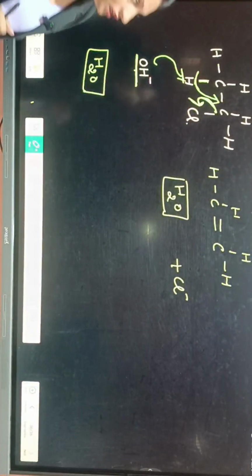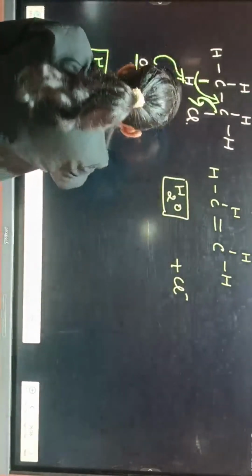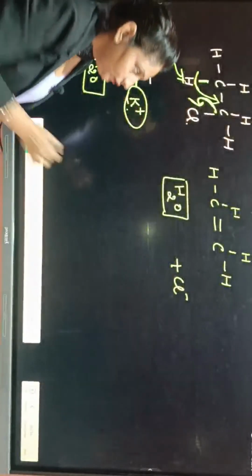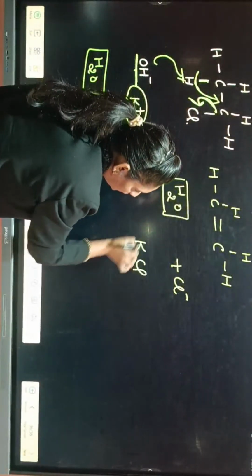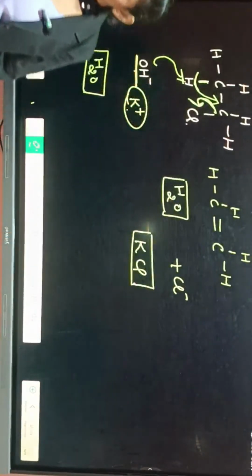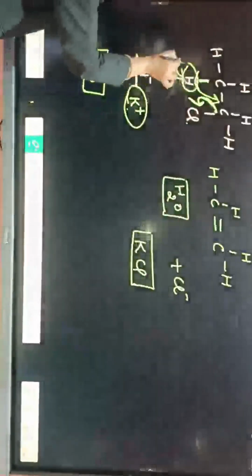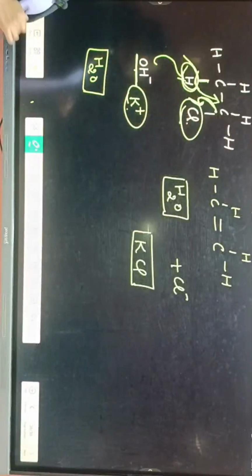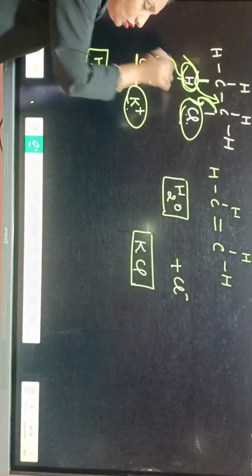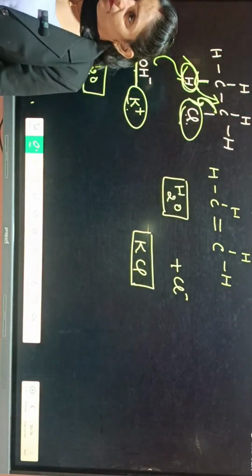Clear or not? Then K plus is already present in solution. K plus and Cl negative will form KCl. Clear or not? Actually, what is happening here? Here removal of hydrogen and removal of halogen is taking place. That's why it is known as a dehydrohalogenation reaction.